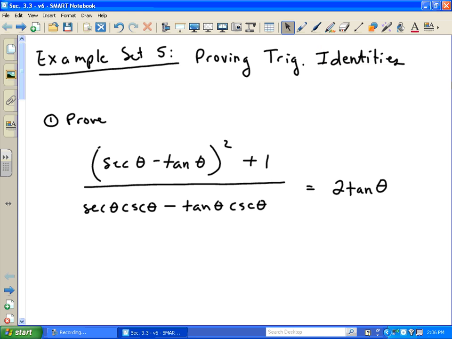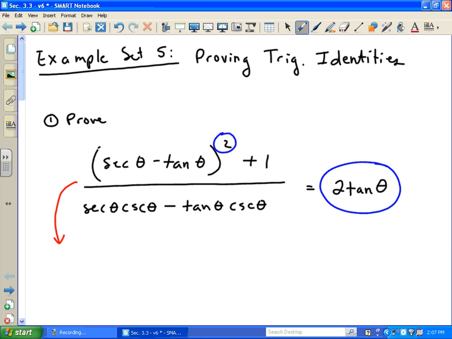We will now look at another example of proving trig identities. In this example, you want to prove that this big, ugly left-hand side equals 2 tangent of theta. So I'm obviously choosing the left-hand side to start with, and I want to eventually show that it equals 2 tangent of theta.